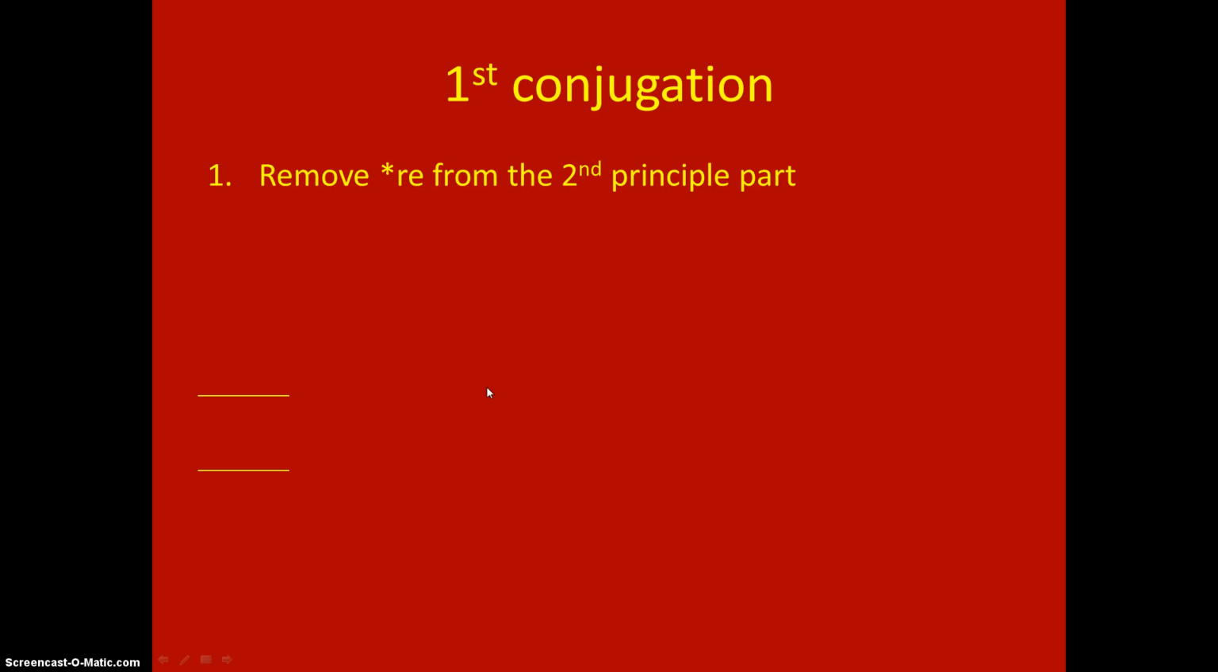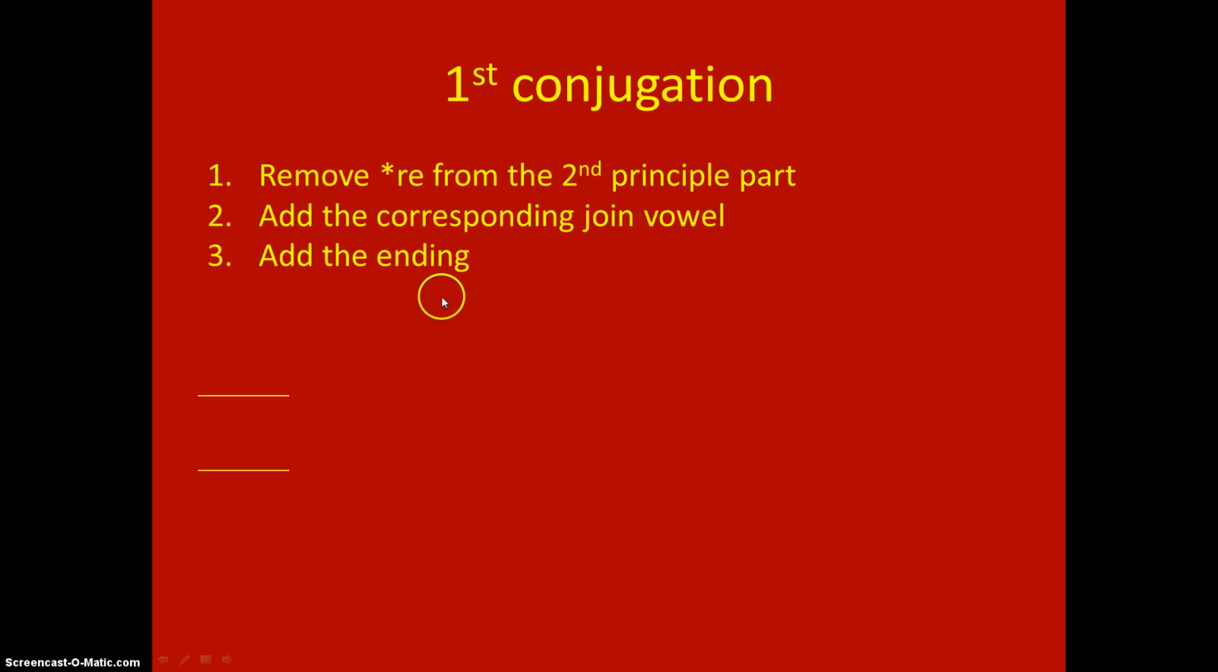Okay, we're doing laudo, laudare. First thing is we remove the are, the A, R, and E, from the second principal part, then we add the join vowel, then we add the ending. So laudare minus are gives us laud. The join vowel for that is an a, gives us lauda, and then we add our ending.